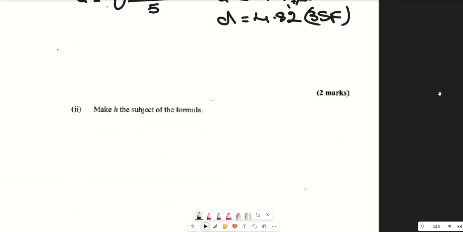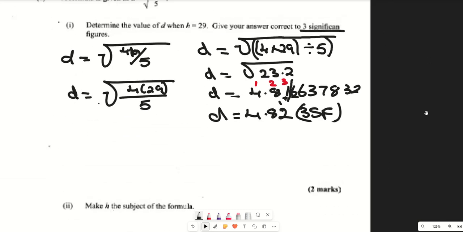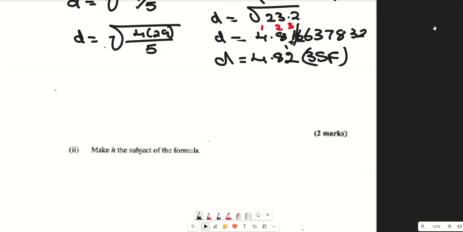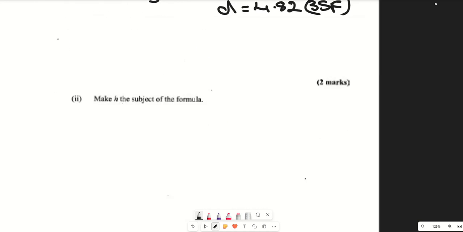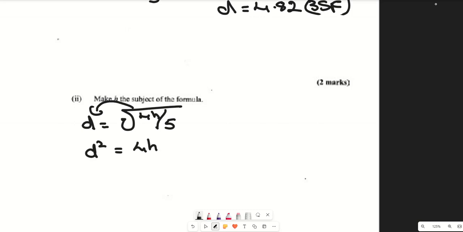All right, the last question is make h the subject of the formula. Let's do that. We say that d is equal to the square root of 4h over 5. First thing that we're going to do is carry across the square root. The opposite of square root is squared, so d squared is equal to 4h all over 5. You want to carry across, divide by 5. What is the opposite of divide by 5? Multiply by 5.